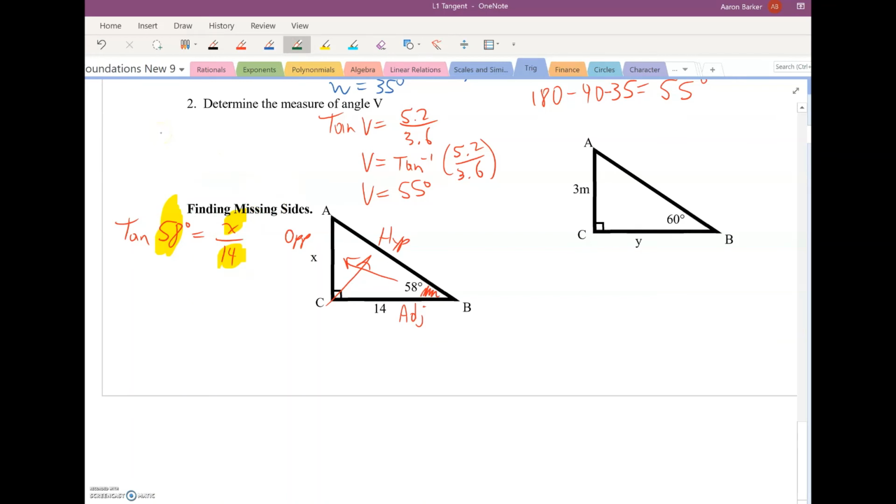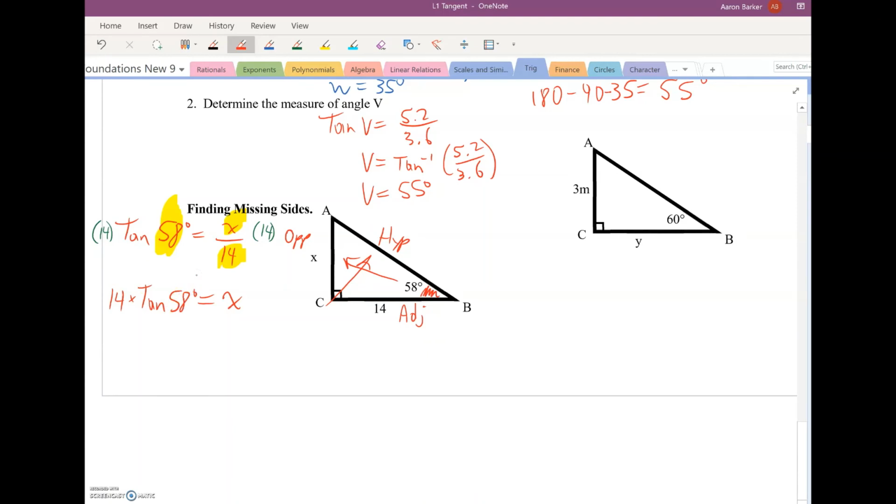So what we have here is we have divide by 14. So what's the opposite of divide by 14? Times by 14. So times by 14 and times by 14. So what we're left with is x does not change. X does not change, it stays on the right side. And we get 14 times tan 58 degrees.